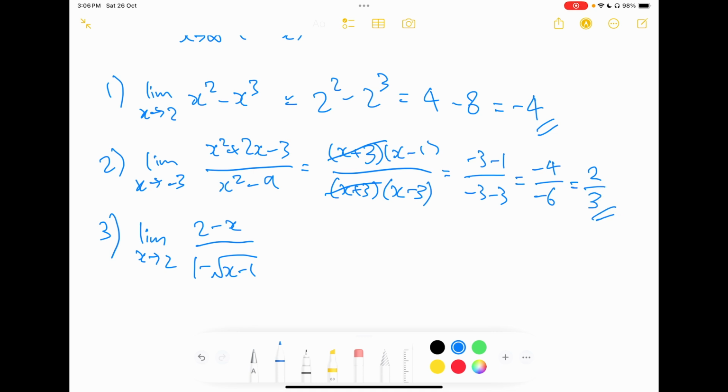And lastly, this one has a square root, so it's a bit tricky, but you can just rationalize the denominator. So you can multiply it by its conjugate.